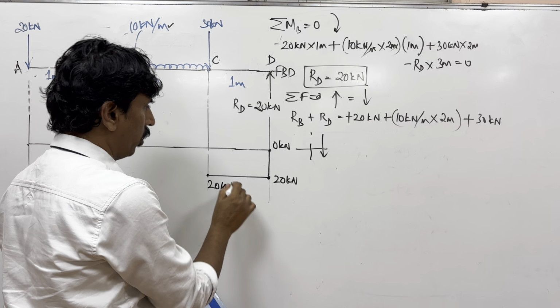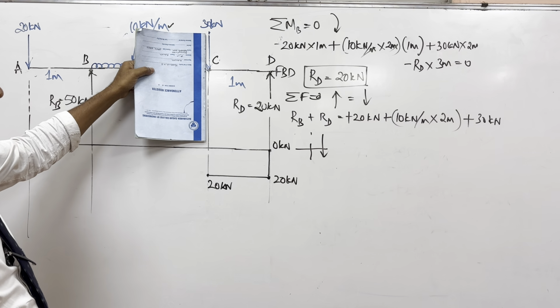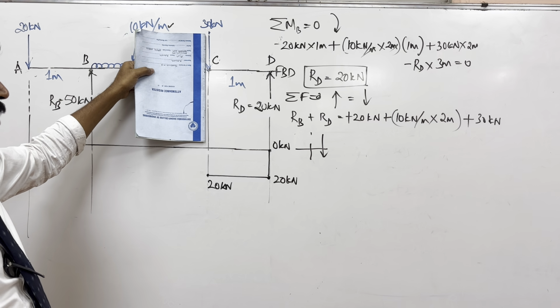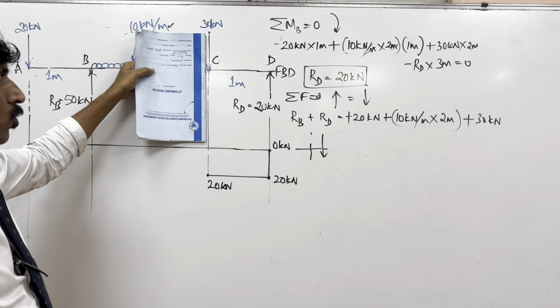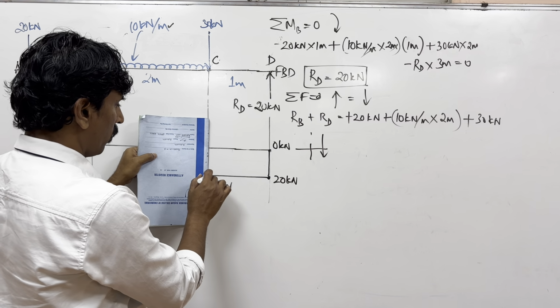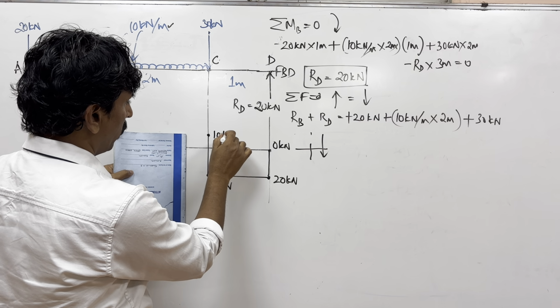It remains as 20 kilonewton here. Now as you go further, as you go across this point, you are added with how much? 20 minus 20 plus 30, it becomes how much? Plus 10. It goes to plus 10.